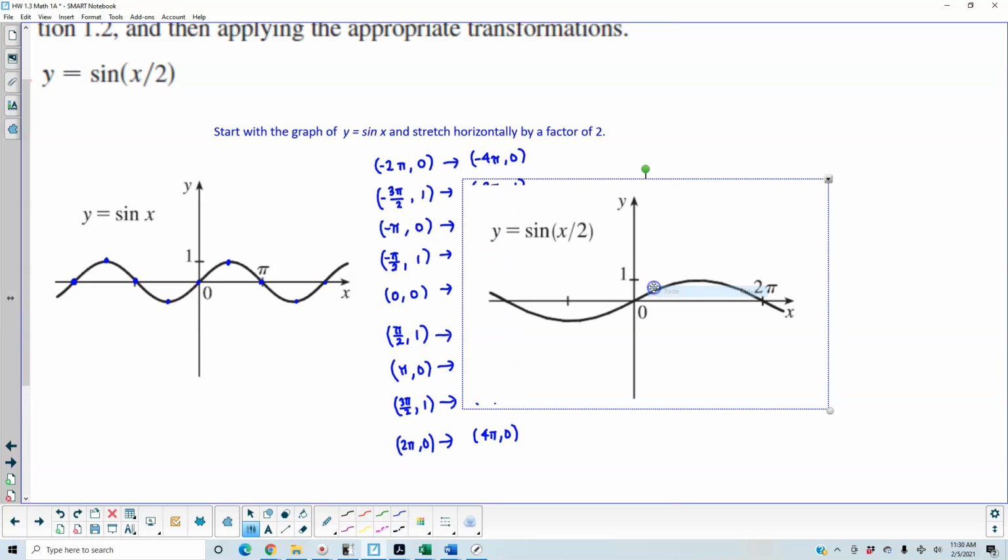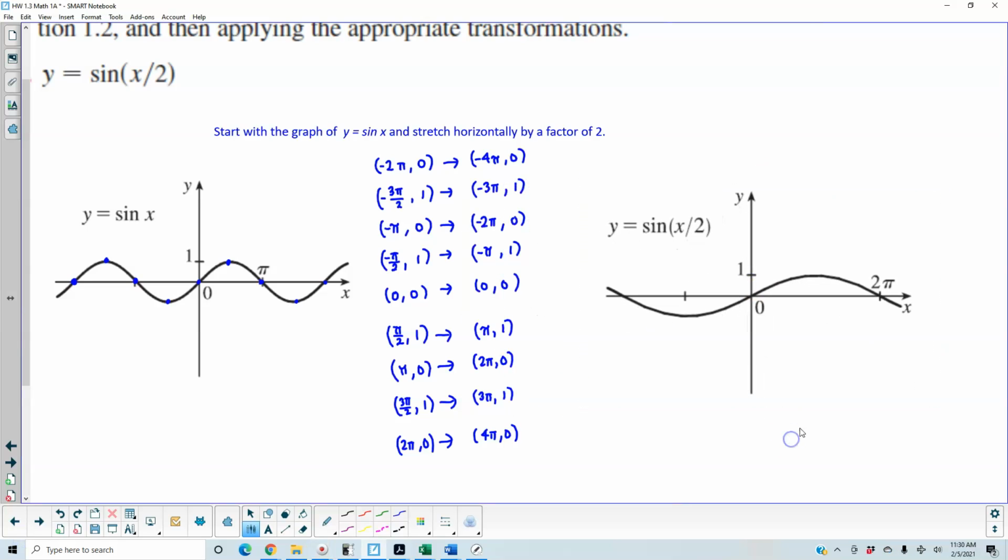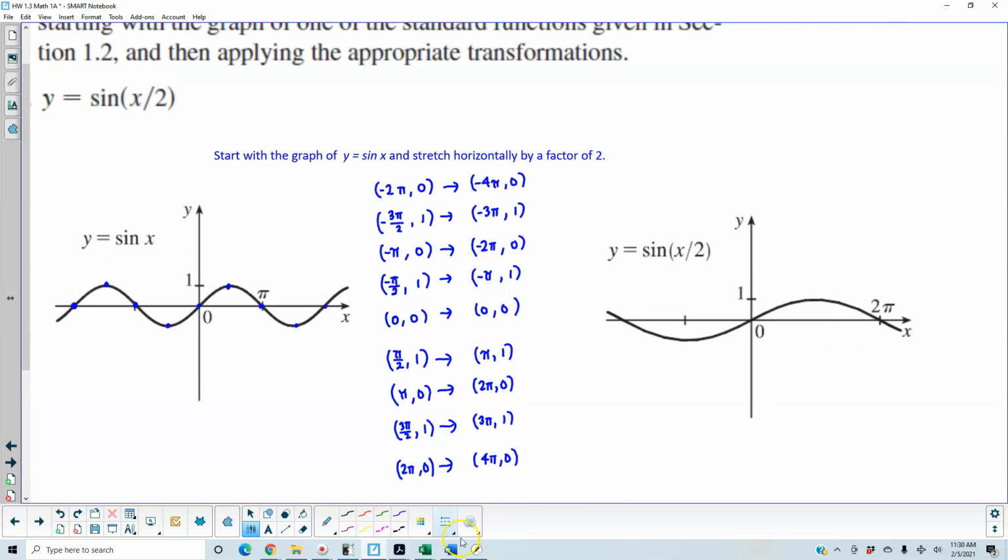So now let's take a look at that graph. That graph states here that we have 2 pi and 0. So we can see that this is 2 pi and 0, and we know that we have 0, 0 here. And then this is negative 2 pi, 0 right here. And therefore we can see that it's stretched horizontally by a factor of 2.